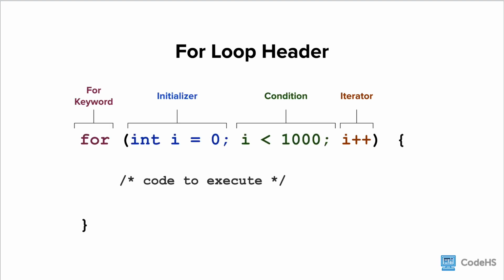Put all together, this code will execute 1000 times. The first time through the loop, variable i will be equal to 0, and the last time through it'll be equal to 999. Notice in the loop header how there are semicolons after both the first and second terms, but not the third term.